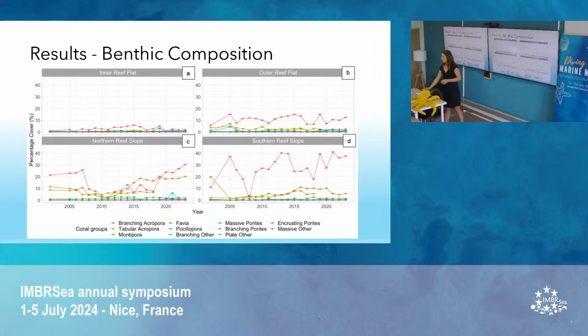So now, having walked through how it was done, these are some of the results that we got. So over a 20-year period, with the exceptions of 2003 and 2004 due to methodological variations, there is very clearly a much higher percentage cover in both slopes compared to the reef flats, which can be explained due to environmental factors. There's also a very, very clear dominance of a certain benthic group, mainly being branching Acropora, which is the red one here, followed by tabular Acropora, the orange, and Montipora, which is the green one below.